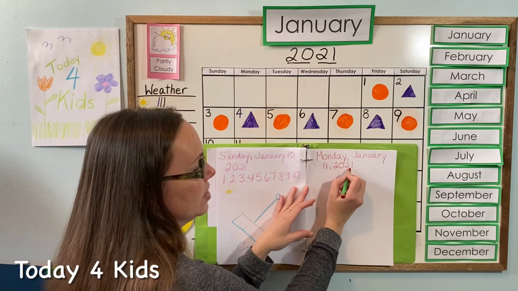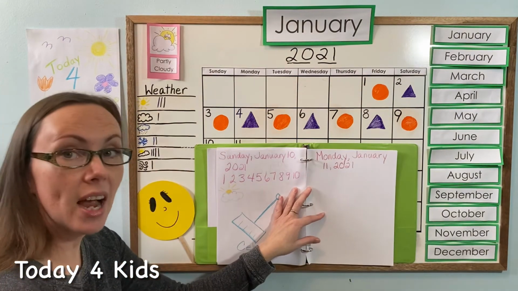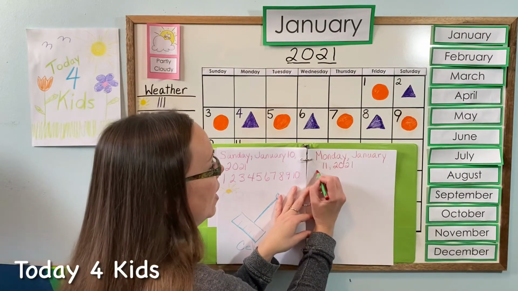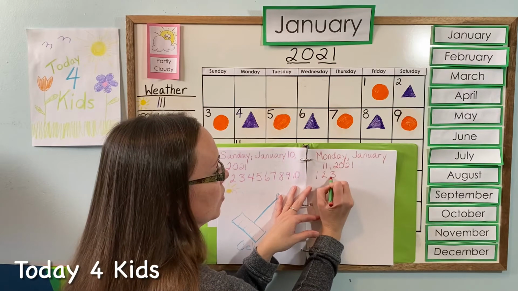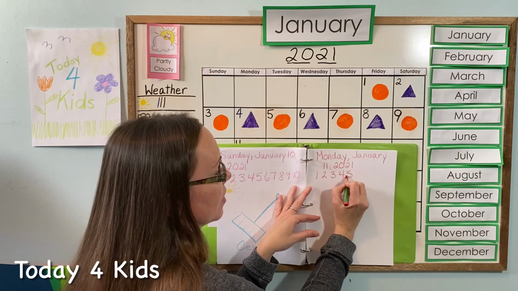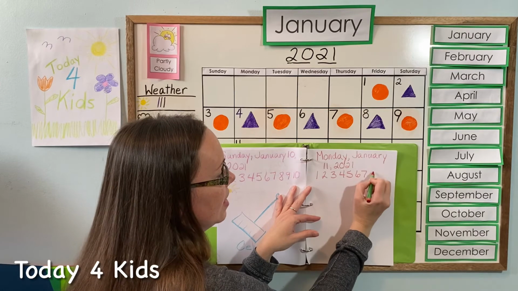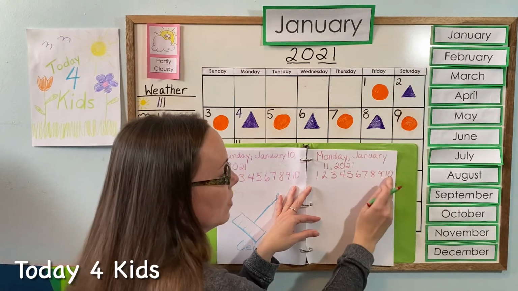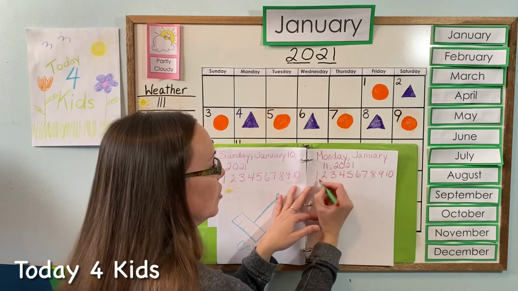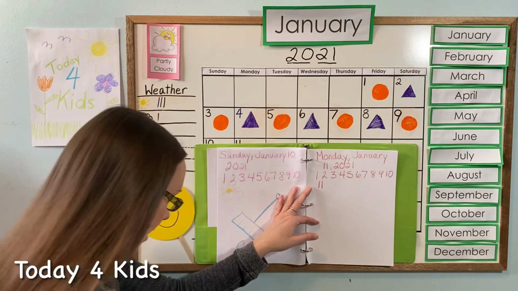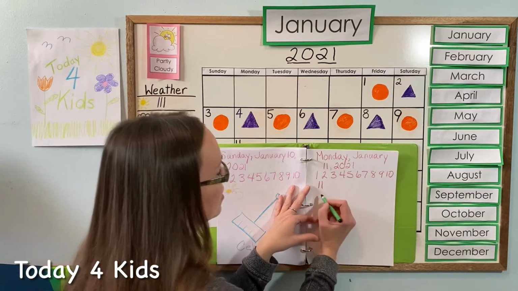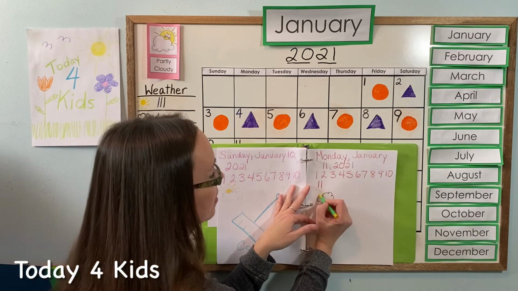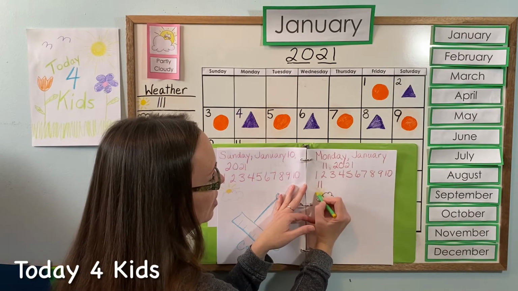2021 for 2021. And then I'm going to practice my numbers all the way up to 11 because today is 11. So we'll start with 1, 2, 3, 4, 5, 6, 7, 8, 9, 10. Oh, I ran out of room, so I'm going to go all the way down here and do 11 down here. And then I'm going to draw a cloud because it's partly sunny, and a sun because it's partly cloudy and partly sunny.